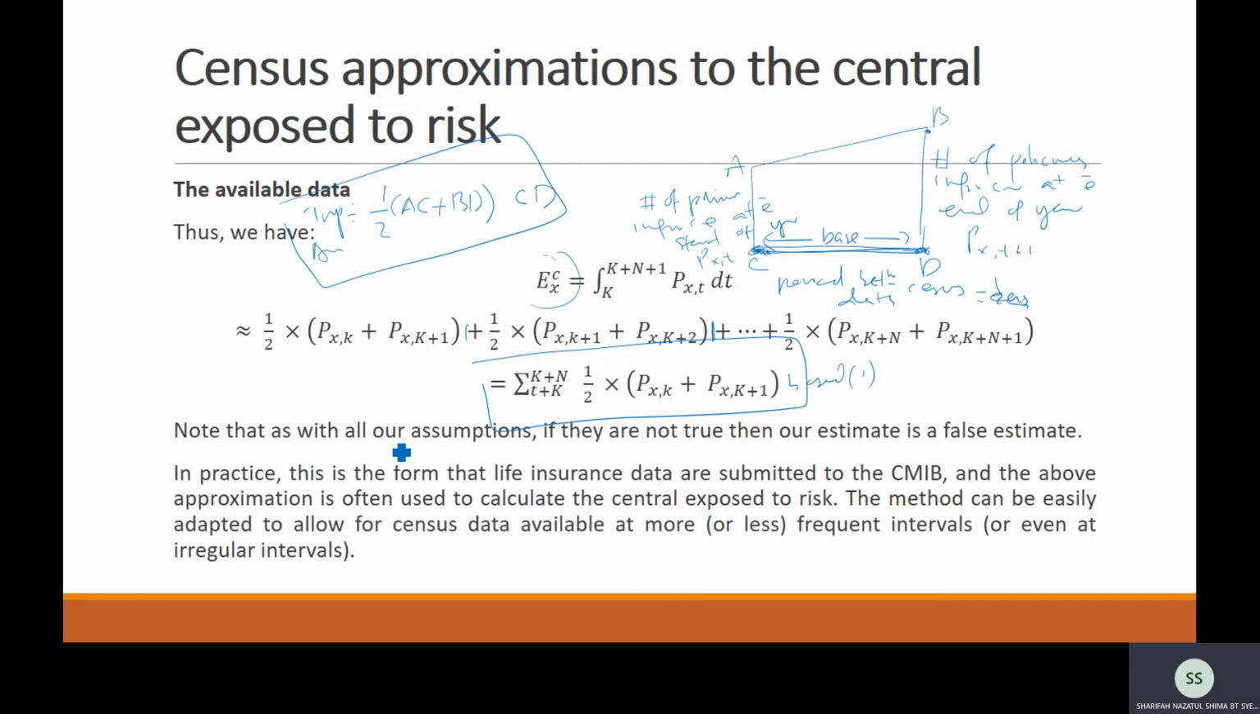Note that if our assumptions are not true, then our estimate is a false estimate. In practice, this is the form in which life insurance data are submitted to the CMIB, the Continuous Mortality Investigation Body, and the above approximation is often used to calculate the central exposed to risk. The method can be easily adapted to allow census data available at more or less frequent intervals, or even at irregular intervals.